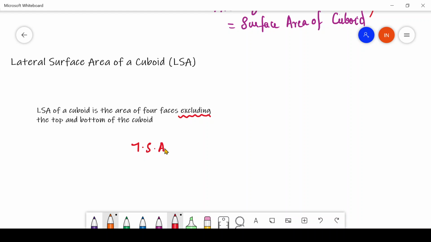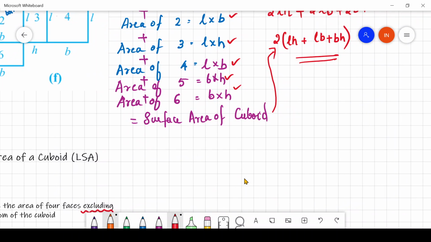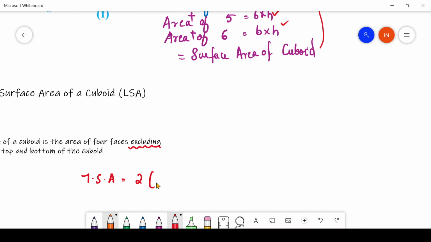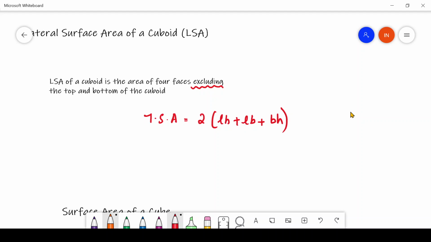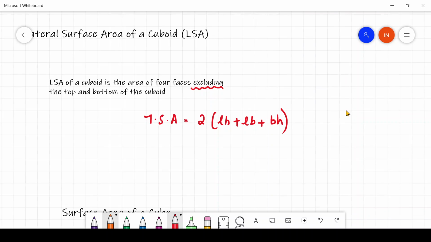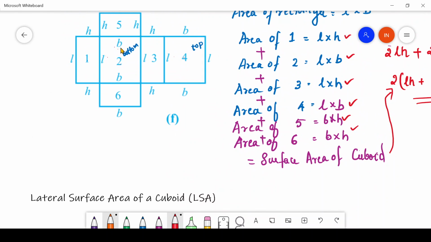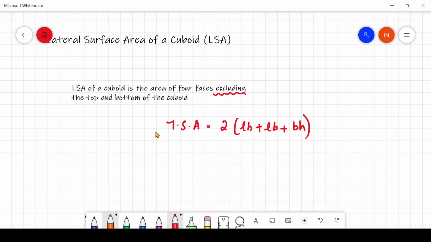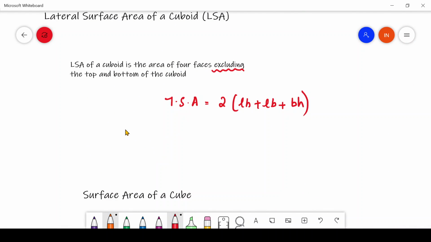I am going to write total surface area as TSA, the short form: 2 into (LH plus LB plus BH), right? So LH plus LB plus BH. Now we have here excluding the top and the bottom, right? The top and the bottom will be coming with LB. So these 2 LB we have to remove. That means 2LB we are going to remove from this. So what will be the rest?